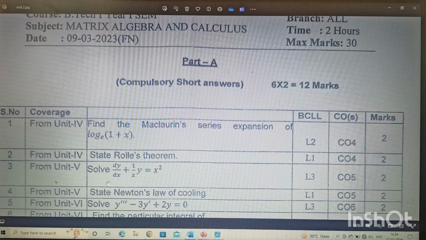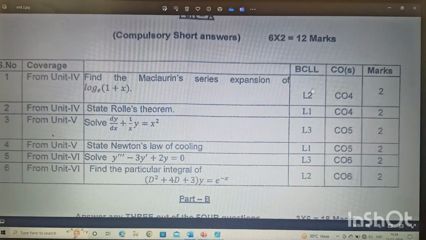Next, from unit 5: solve dy by dx plus 1 by x into y is equal to x square. Next one: state Newton's law of cooling. And from unit 6: solve y triple dash minus 3y dash plus 2y is equal to 0. Next question: find the particular integral of (D square plus 4D plus 3) y is equal to e power minus x. This is a non-homogeneous equation.